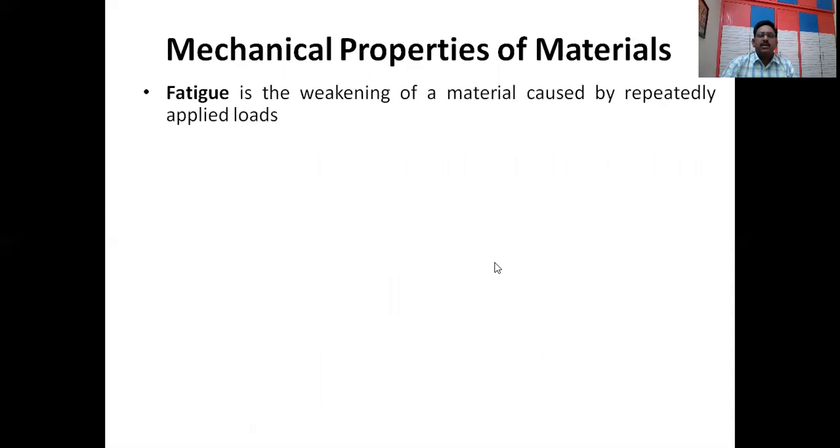The next mechanical property is fatigue. Generally we use the word fatigue when we are tired. So fatigue is the weakening of a material caused by repeatedly applied loads. A suddenly applied load is different; here the load is applied repeatedly, at a particular pace. Though the applied load is a small amount, when we apply it repeatedly, the material may fail.